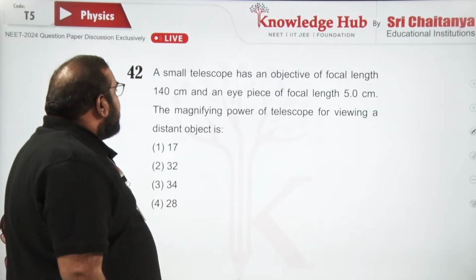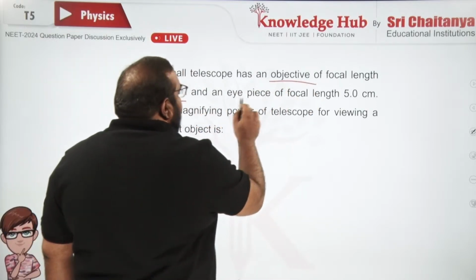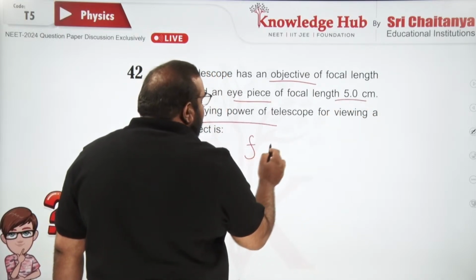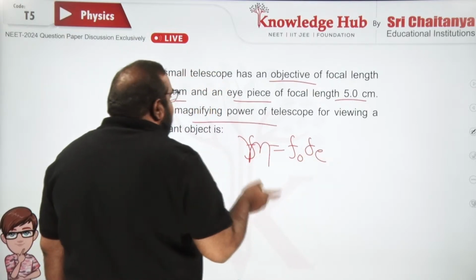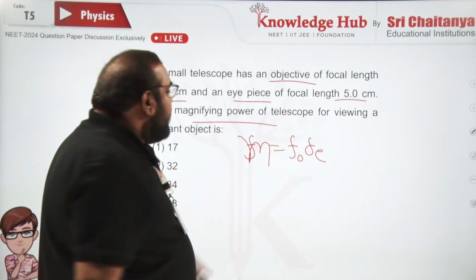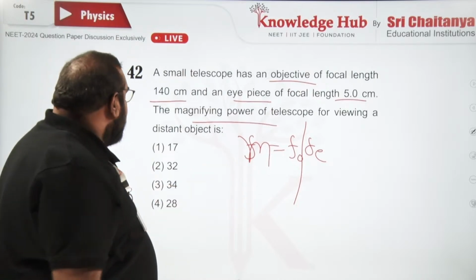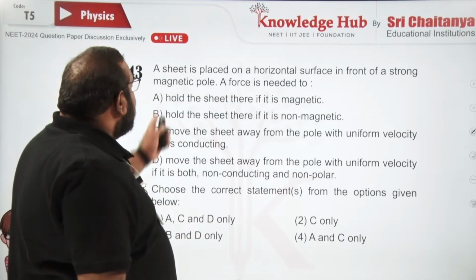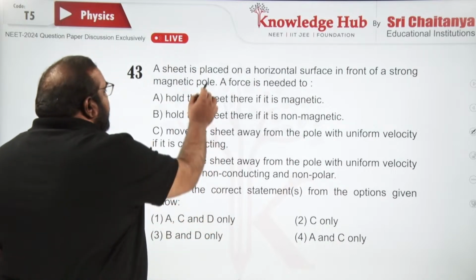42nd question. A small telescope has an objective of focal length 140 and eyepiece focal length 5. What is the general effective focal length? Or magnifying power, we could say f naught by fe. Magnifying power is f naught upon fe. From this, if you substitute the values, you will get 28. Clear? Next.